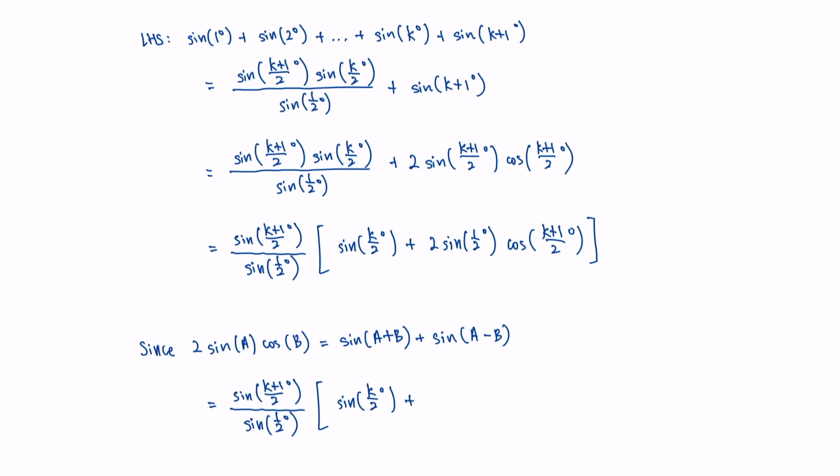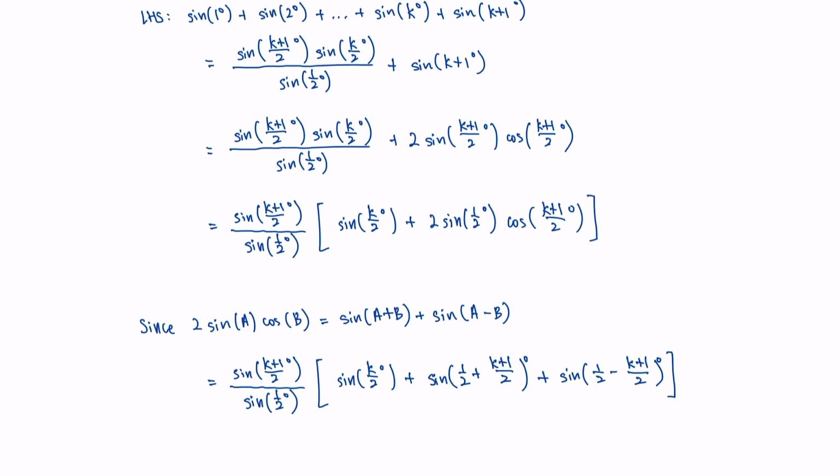So we have 2 sine of an angle cos of an angle. So what are we going to do? We're going to replace this with sine of the sum of the two. So that's going to be a half plus k plus 1 over 2, right? And then we're also going to add sine of the first one minus the second one. Okay, so it's going to be a half minus k plus 1 over 2. And notice these are all supposed to have degrees on them, so I'll just put them outside now. All right, cool.